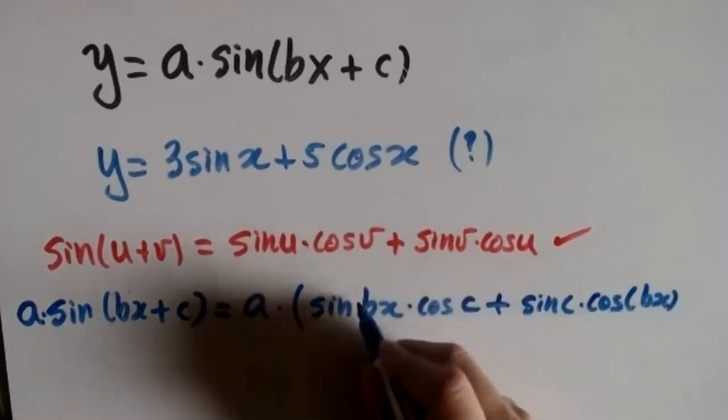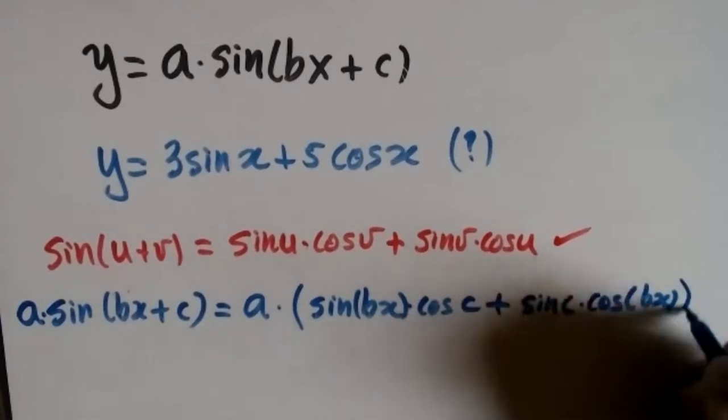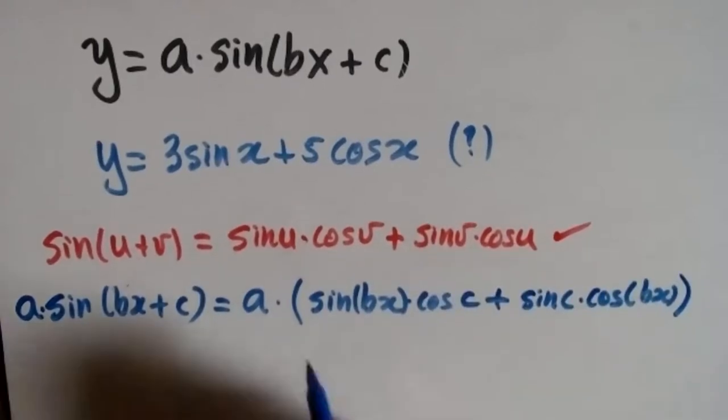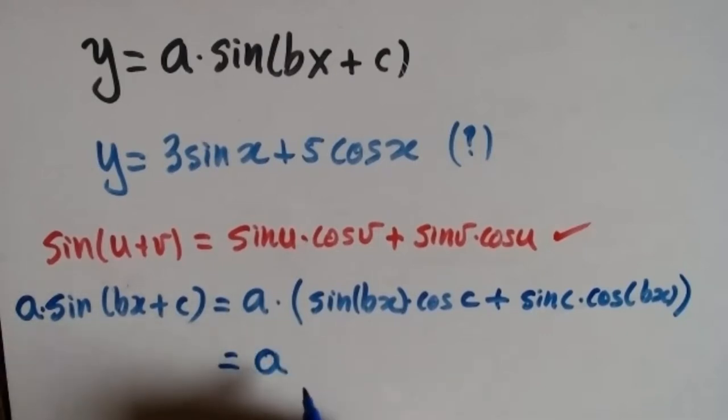Let me use the parentheses with this one, cosine c, sine c, correct? And I close my big parentheses. Now what I'm going to do is distribute, so it's A, right?